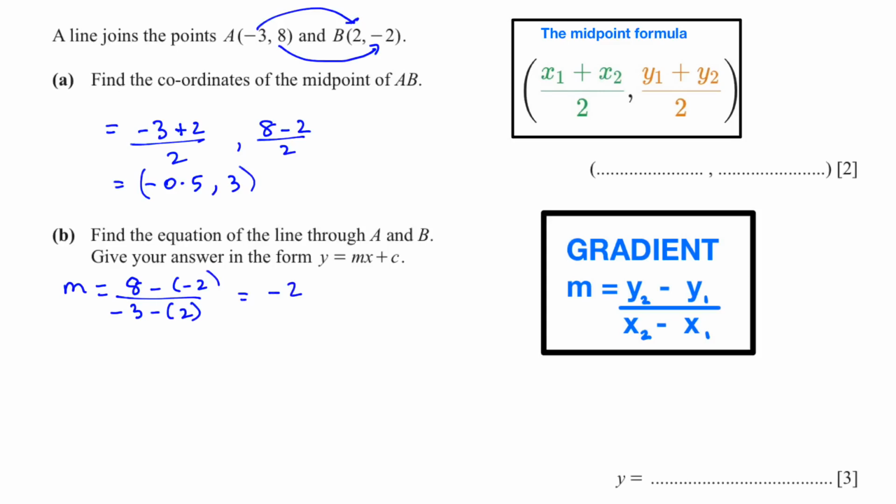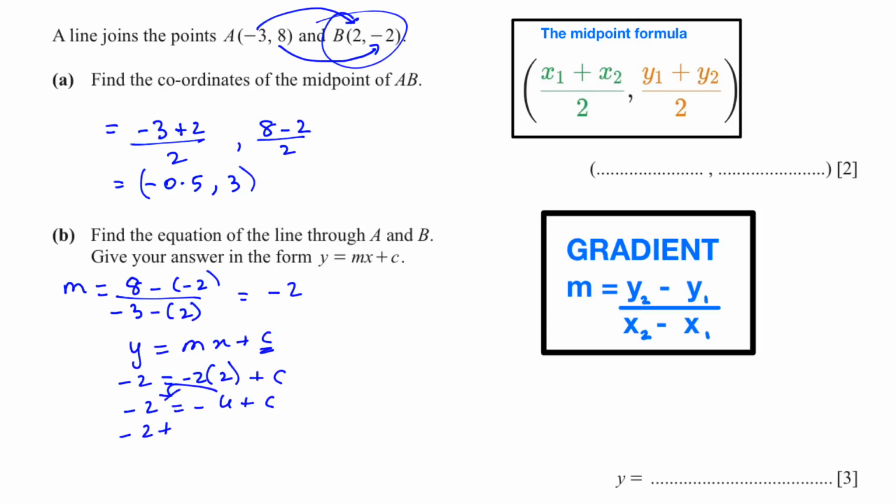And we will get negative 2 as the gradient. Now in y is equal to mx plus c, substitute x, y and the gradient to find c. You can choose whichever point you want. I'm choosing B. When x is 2, y is negative 2, and the gradient is negative 2. So negative 2 is equal to negative 4 plus c. This negative 4, when it comes to the other side, will become positive. Our c is 2.